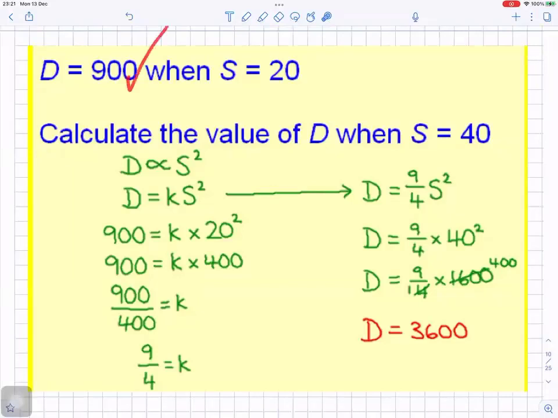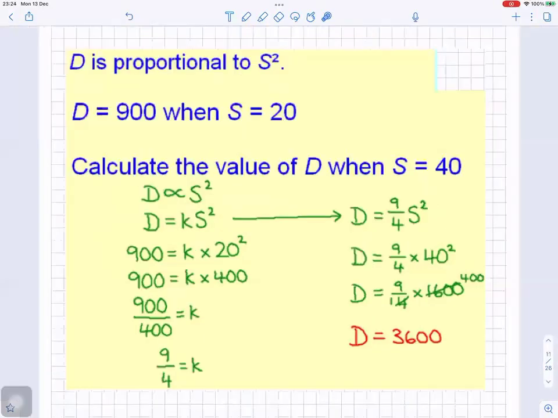D is equal to 900 when S is equal to 20. Calculate the value of D when S is equal to 40. So we know D is proportional to S squared. Proportional is the same as directly proportional, so use that symbol alpha. So write D is directly proportional to S squared. Write it like that.